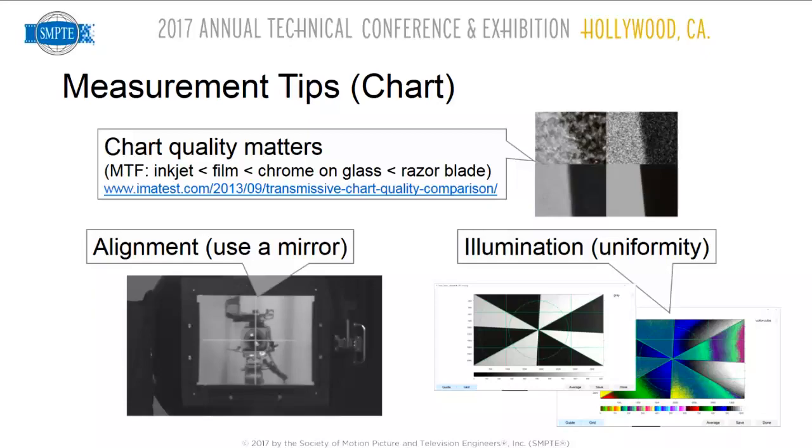And I will provide some measurement tips for the chart. The chart quality matters. The MTF of the razor blade is the best, but it's a little dangerous to handle. So I would recommend chrome on glass or film rather than inkjet printing. And alignment is also important. I usually use a mirror to align the camera and the chart. And also the uniformity of the illumination is important. And this software has the viewer, and we can apply a special color mapping to check the uniformity very easily.